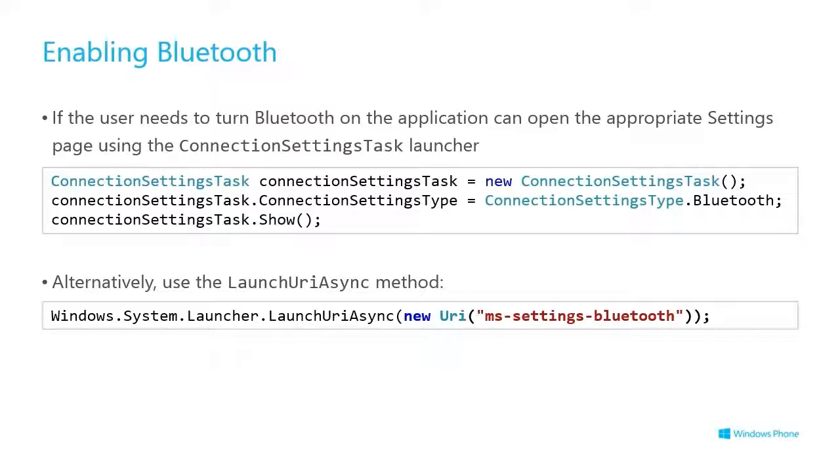Or alternatively, an alternative to the ConnectionSettingsTask is to use LaunchUriAsync with that reserved URI, which is ms-settings-bluetooth:, which does the same thing. But either way, from your app you can seamlessly switch the user over to turn on Bluetooth and then try again.